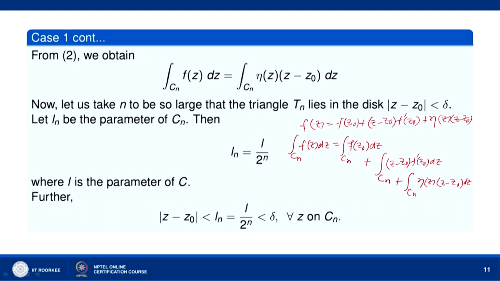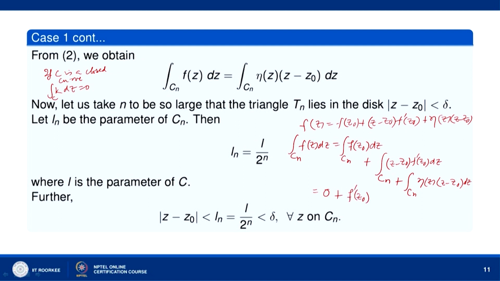Okay. Now, we have already shown that if C is a closed path, a closed curve, then the integral of k over C is equal to 0. This we have already proved. Here f(z0) is a constant quantity, so the integral over Cn of f(z0) dz equals 0. And f'(z0) is a constant quantity, so I can write it outside the integral.